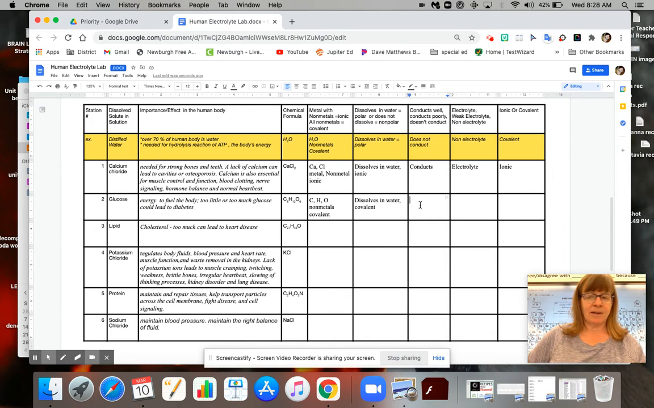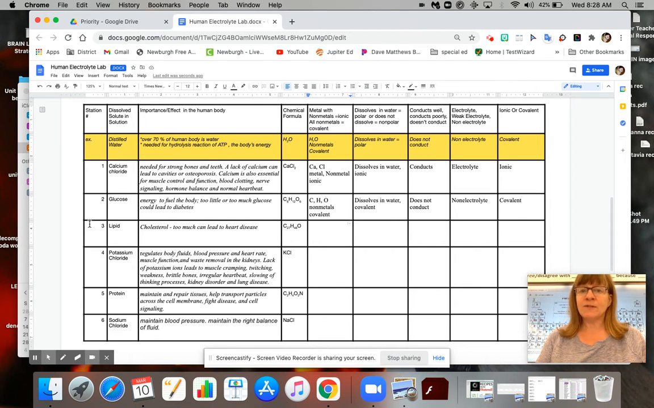So, it does not conduct. That makes it a non-electrolyte. And again, this was covalent because it was all nonmetals.